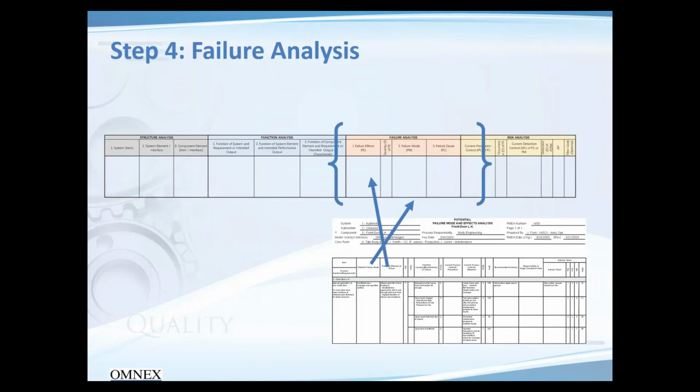So then as we go on, we now have the failure analysis. Now, this is commonly known as the failure net. And the failure net is, how does a failure at a component level affect the subsystem? And then if that subsystem has a failure, how does that affect the overall system?